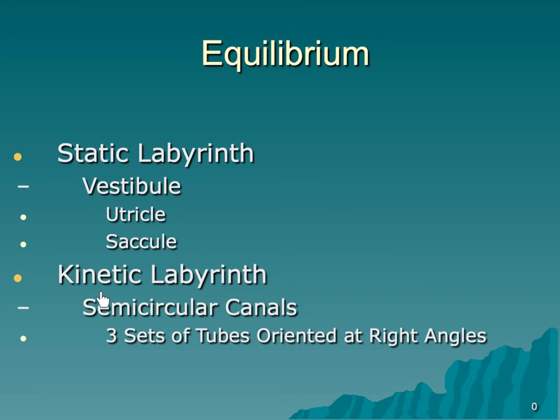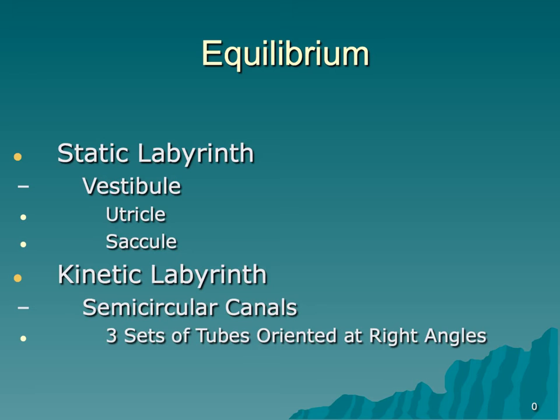Within the kinetic labyrinth, that tissue contains the semicircular canals. And the semicircular canals are 3 sets of tubes that are oriented at right angles to each other. So if you had one line running this direction, and then right angle to that would be this direction, and then a right angle to both of these would be if you had something running right through the screen on the computer. So the third dimension is up, down, and then straight through the middle. Right and left, and then straight through the middle. So 3 sets of tubes oriented at right angles to each other. So this is going to help us to detect spin in 3 dimensions.